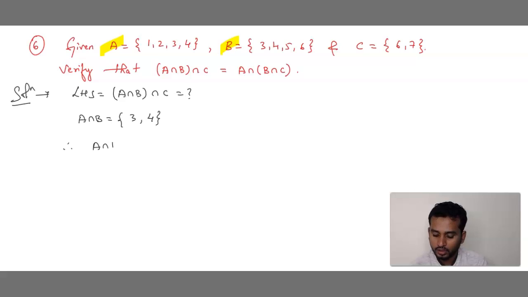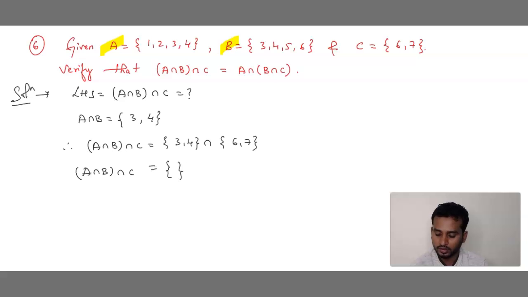Now what should we do? Therefore, (A intersection B) intersection C is equal to A intersection B, whose answer is {3, 4}, intersection set C, which is {6, 7}. Now what is common? 3, we don't have 3 here. 4, we don't have 4 here. So nothing is common. It means it is the null set. So (A intersection B) intersection C is the null set. This is equation 1, because nothing is common.